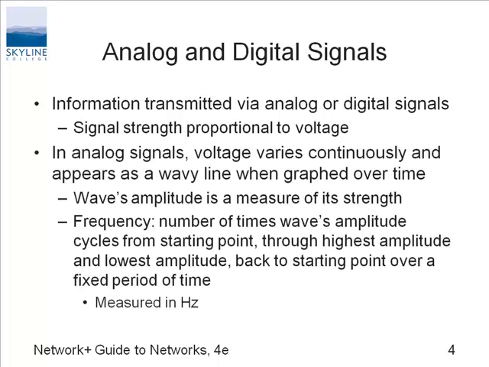Analog signals. As Stephanie said, voltage varies constantly, continuously, and appears as a wavy line. That's a real technical explanation, isn't it, wavy line? The amplitude. We'll get to those. The wave's amplitude is a measure of its strength.